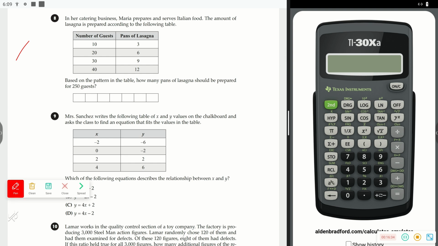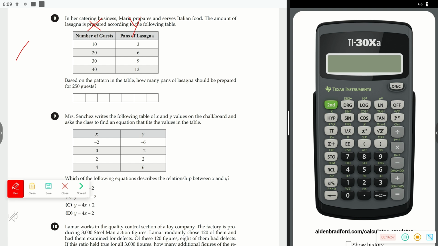Number 8 says, in our catering business, Mariah prepares and serves Italian food. The amount of lasagna is prepared according to the following table. So we have the number of guests, this is going to be the x value, and the pans of lasagna, that's going to be the y value. It says, based on the pattern of the table, how many pans of lasagna should be prepared for 250 guests?